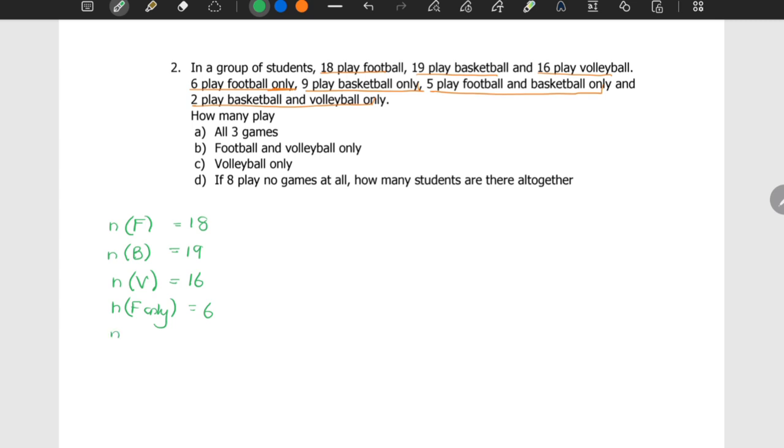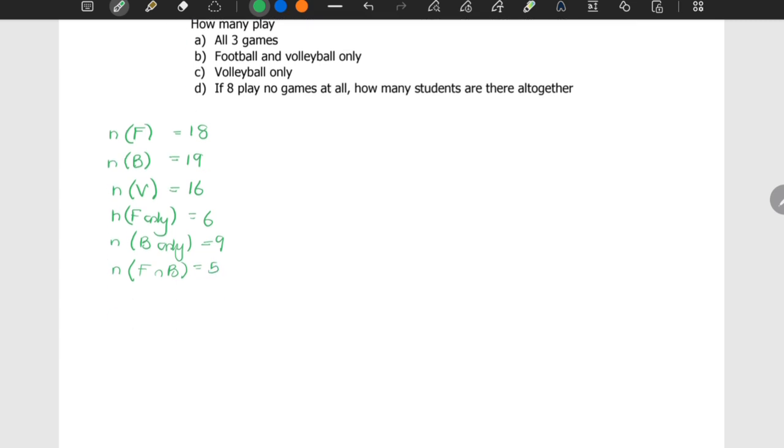is 6 and the number of basketball only is 9. And then we're told that the number of football and basketball only is 5. Understand that when they say two of the sets and they add "only," it's an intersection. That's why here I wrote F intersection B, football intersection basketball. And then the number of those who play basketball and volleyball only is equal to 2.